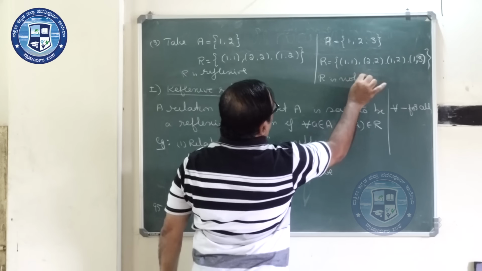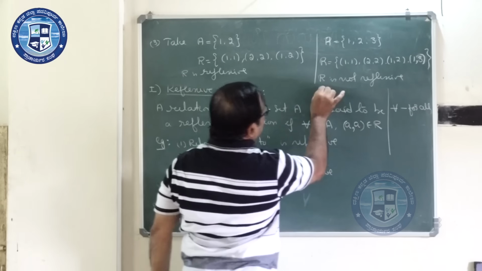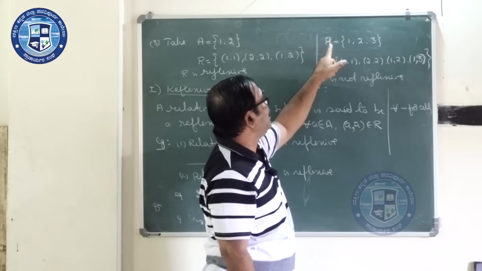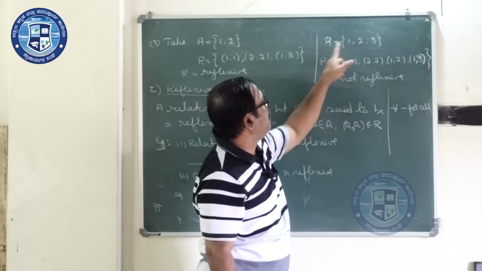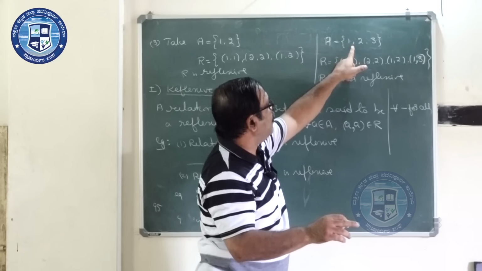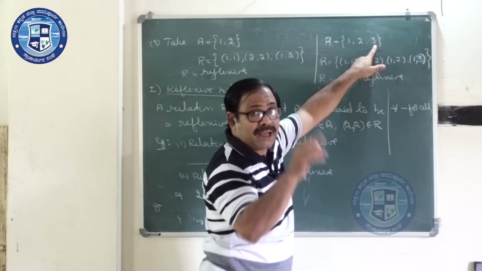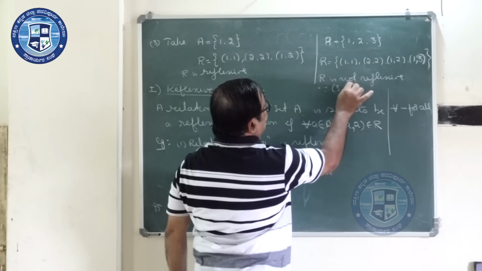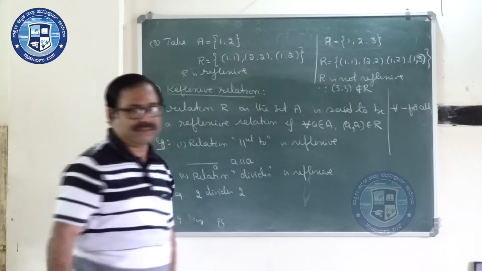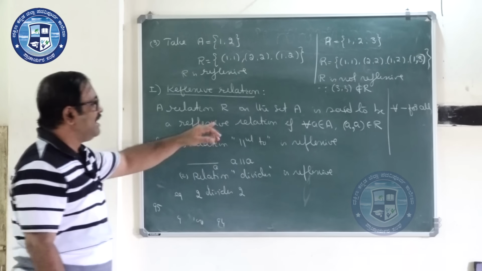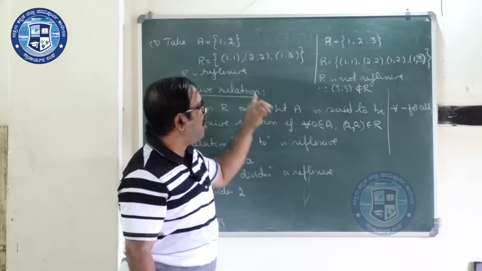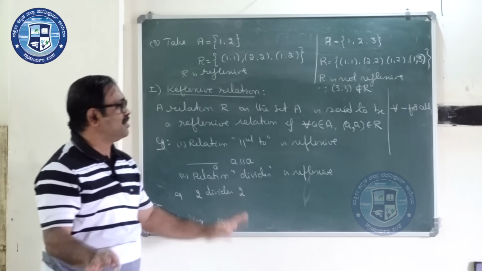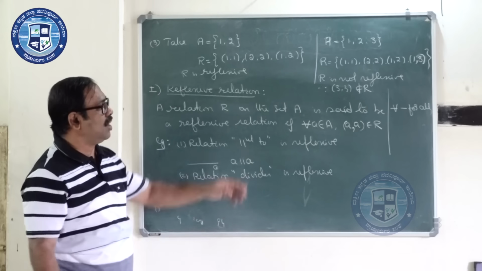Why? Because, what did I tell? For all elements belonging to A. But here 1, 2, 3 belong to A. Therefore, by definition (1, 1), (2, 2), (3, 3) must be present in the set. But here do you have (3, 3)? Because (3, 3) does not belong to R. So, a relation is said to be reflexive if for all a belongs to A, a must be related to a. Have you understood this idea? Hope this idea is clear to all of you.